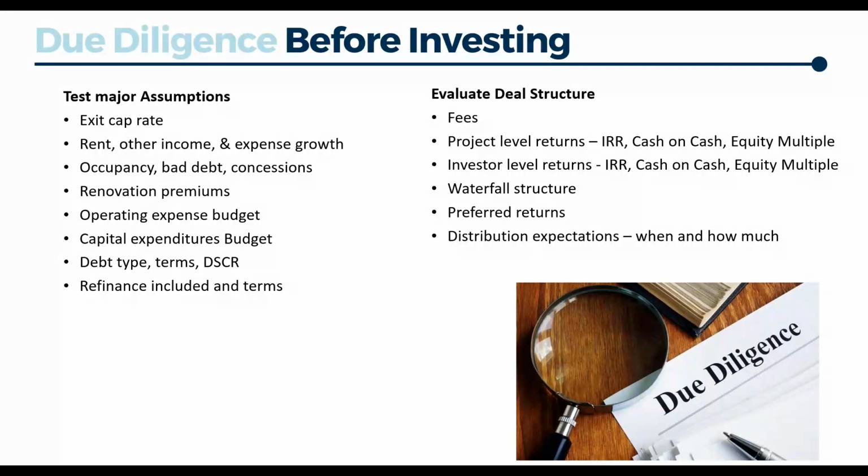And then, is a refinance included and what are the terms? I don't really like to see deals where a refinance has to happen for you to get the returns that you're expecting, because refinances are not certain. Like right now, interest rates are just going up and up and up, and it's really difficult for people to refinance. So if I told you 3 years ago, hey, you're gonna get these returns, but I have to refinance, now I can't. I'm not going to be able to get you those returns.